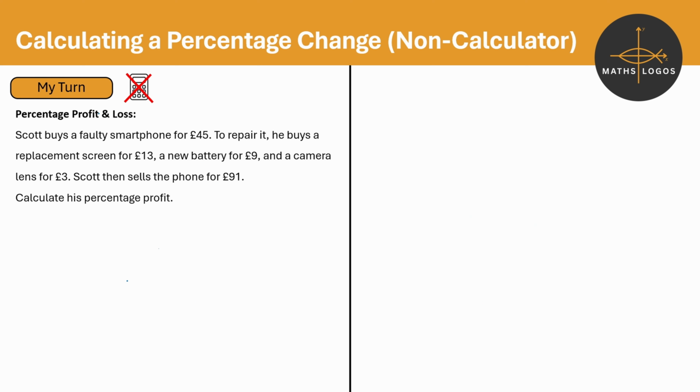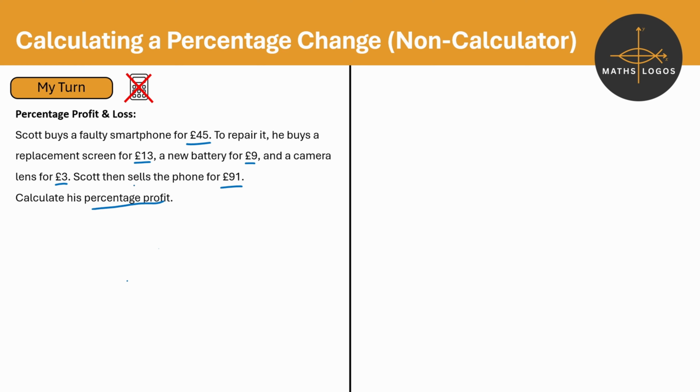So the last type of examples we're going to look at are percentage profit and loss questions. And these are a specific type of percentage change question that come up quite frequently. Let's jump into our example. Scott buys a faulty smartphone for £45. To repair it, he buys a replacement screen for £13, a new battery for £9, and a camera lens for £3. Scott then sells the phone for £91.